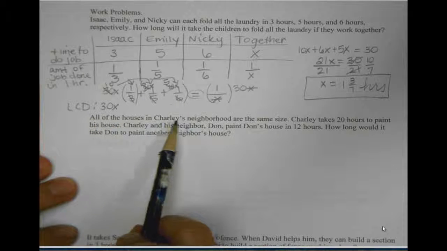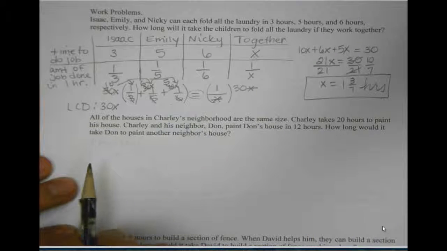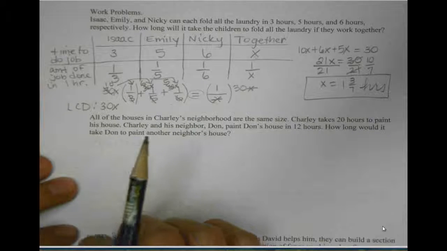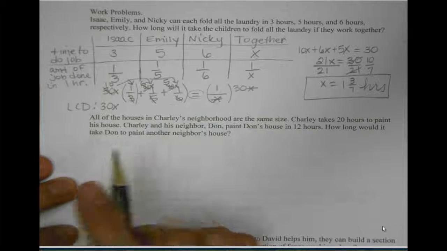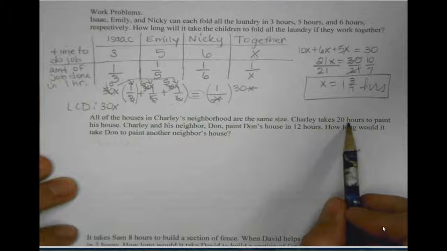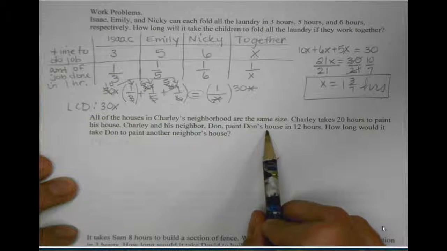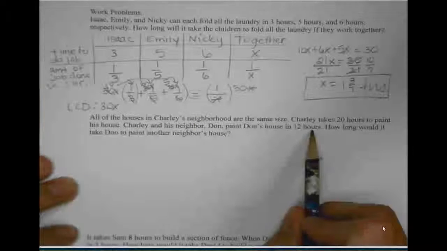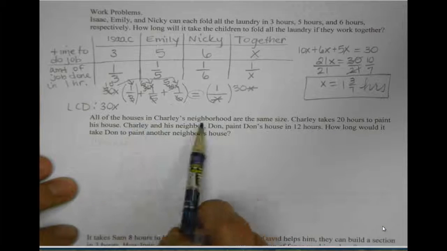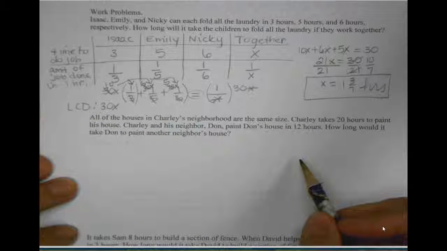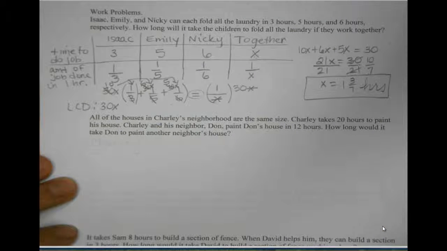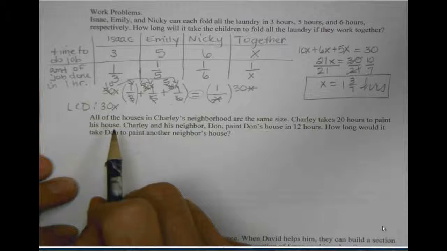All the houses in Charlie's neighborhood are the same size. Now it's telling us that so that we know that the one job is about as big as another job, so that we don't think, well, Charlie took 20 hours and then they worked together on Don's house, but maybe Don's house is a little bit smaller. No, they're saying all the houses are the same size, so it's the same size job every time. And sometimes they'll tell you how long the fence is that they're working on, or how big of a job they're doing, so that you can see that every piece of the job is the same.